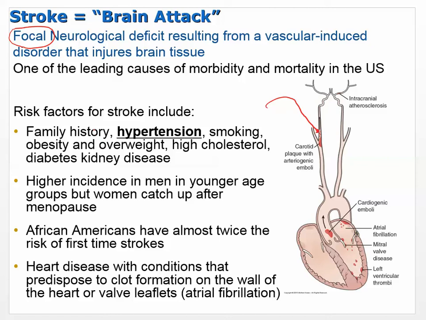Risk factors: family history is a risk factor. Not necessarily saying it's genetic, but there is a family connection. It could be just hypertension, which is another cause of it. That could be part of the family history. It could be just weaker vessels.